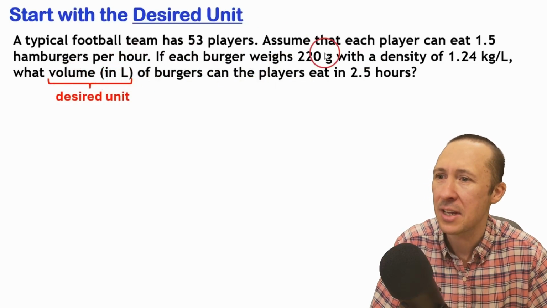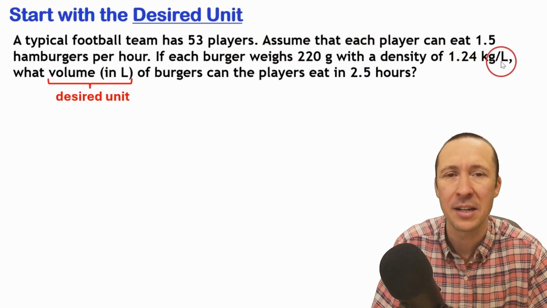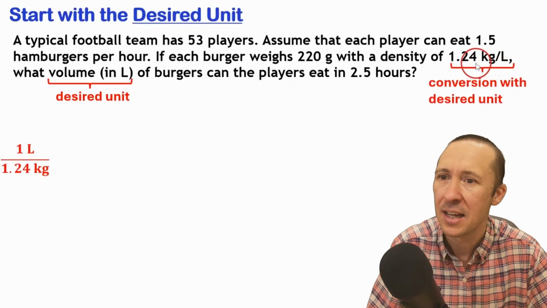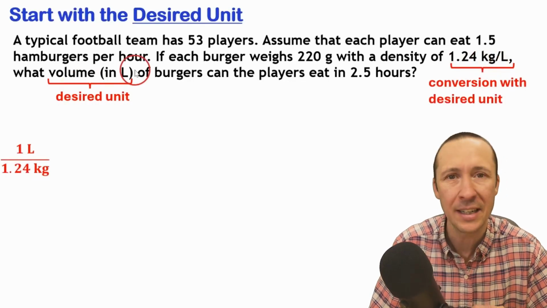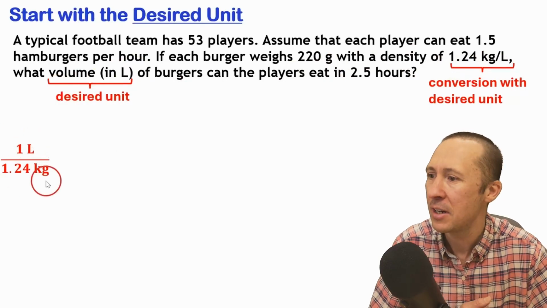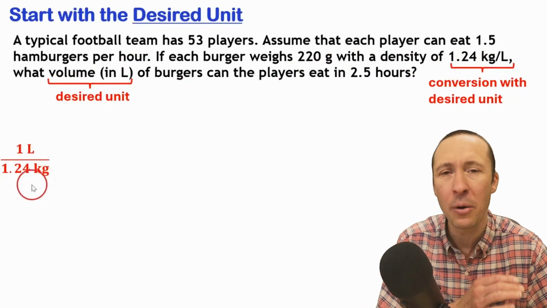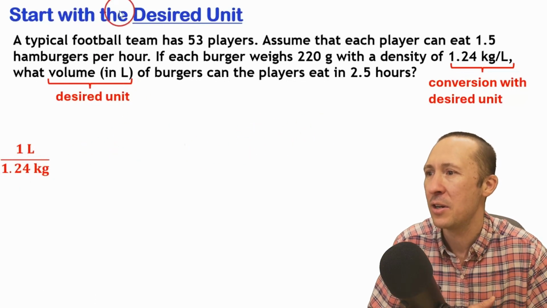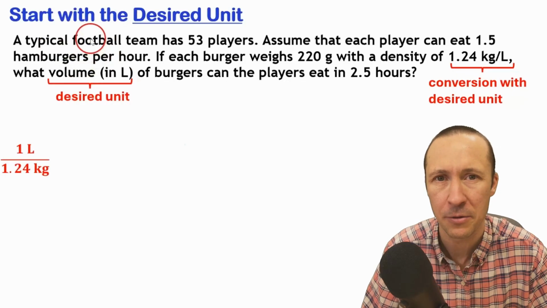And which of these numbers has our desired unit? Well, it's this one right here, 1.24 kilograms per liter. So we're going to start with that. Now this is the wrong way because we want liters. So we need to flip this conversion to have liters in the numerator and kilograms in the denominator. And now our goal is just to cancel out kilograms with everything out so that we know how many liters it'll be for the whole team.